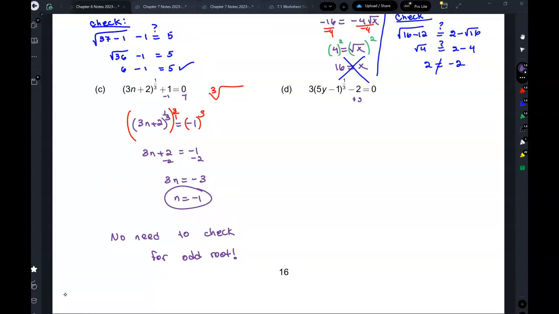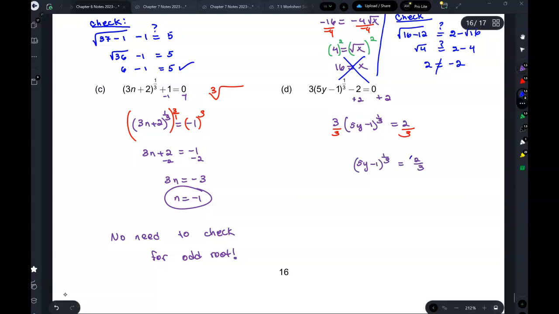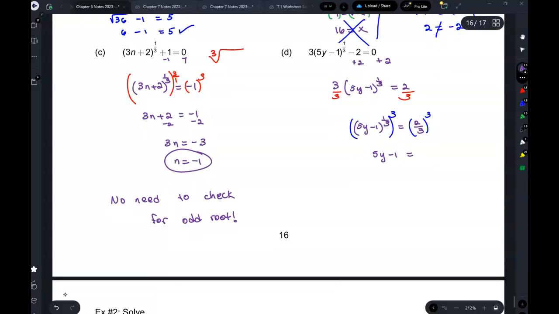Okay, here. I'm going to add 2 to both sides. Now what am I going to do? You have to do it to 3. Not yet. Divide by 3. Oh, yeah. So 5y minus 1 to the power of 1/3 is equal to 2/3, to the power of 3, to the power of 3. 5y minus 1 is equal to 2 to the power of 3, which is 8, over 3 to the power of 3, which is 27.